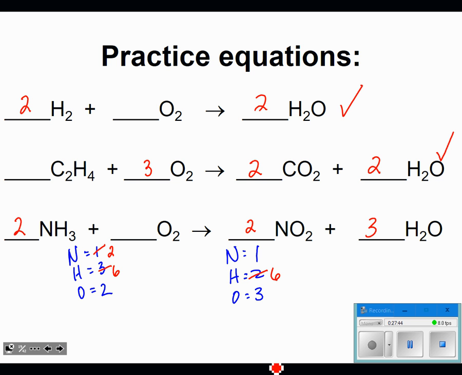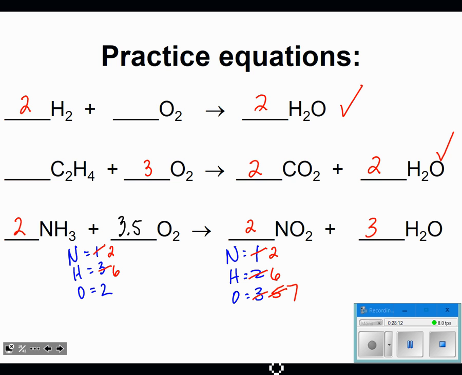Oh, sorry, I need to fix my oxygens too, because that would have been 2 and 3, giving me 5 oxygens. Now I need to put a 2 there to fix my nitrogens, so that would be 4 plus 3 for my oxygens, which will be 7. Is there anything I can multiply by 2 to get 7? Well, hopefully you realize, yeah, Miss C, you can do 3.5.